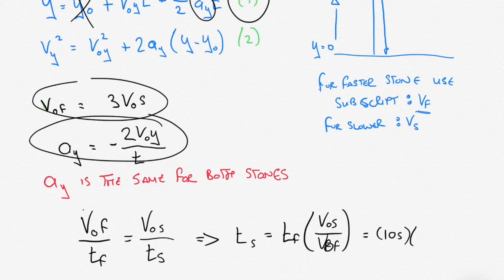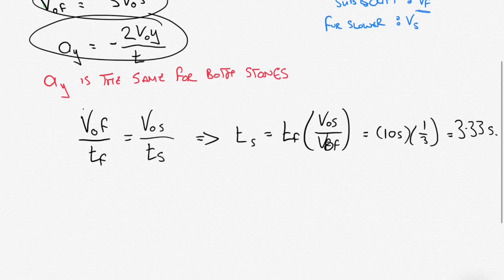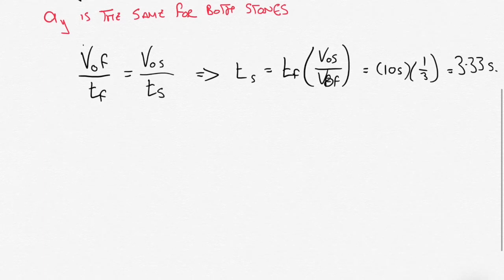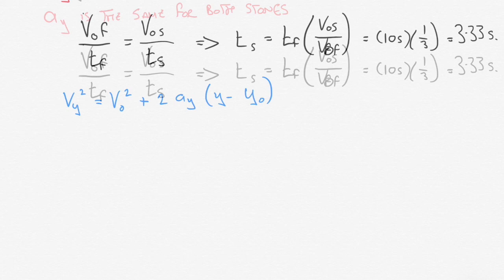So the velocity of the slower stone is 1/3 the velocity of the faster stone. So that gives us an answer of 3.33 recurring seconds for the time it takes for the faster stone to complete its journey. So 10 seconds for the slow stone and 3.3 seconds for the fast stone.